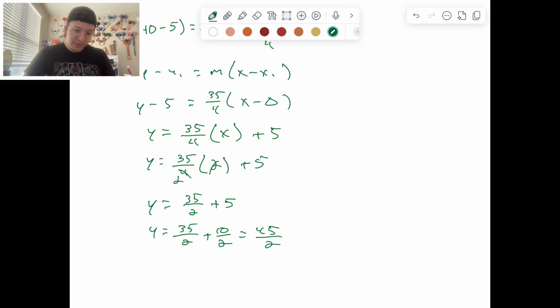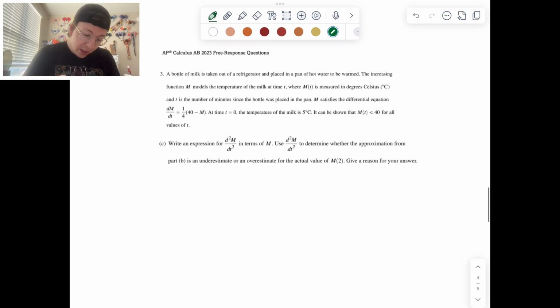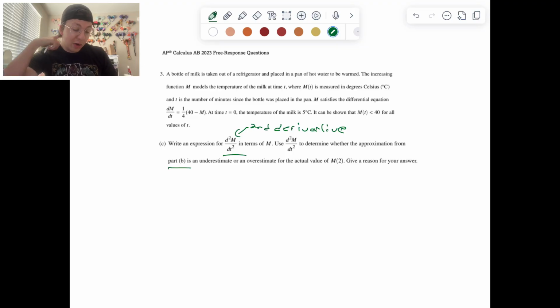Bingo! All right, let's move on to part C. Part C states, write an expression for d²m/dt². So I know that is the second derivative in terms of m. Use d²m/dt² to determine whether the approximation of part B is an underestimate or an overestimate for the actual value m of 2. Give a reason for your answer.